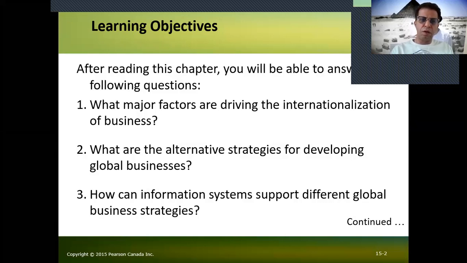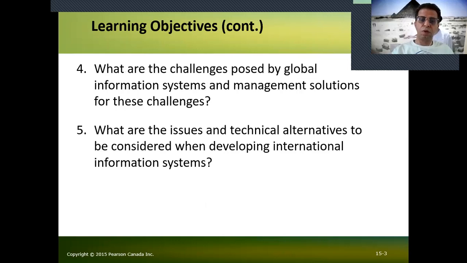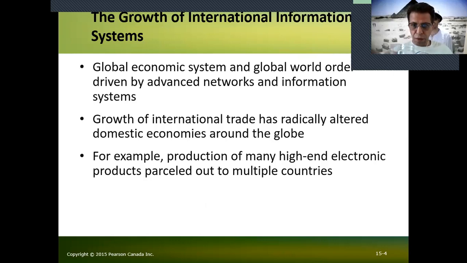During this chapter, we will learn what major factors are driving the internationalization of business. What are the alternative strategies for developing a global business? How can information systems support different global business strategies? And we will know what are the challenges posed by a global information system and management solutions for these challenges, and what are the issues and the technical alternatives to be considered when you are developing an international information system.